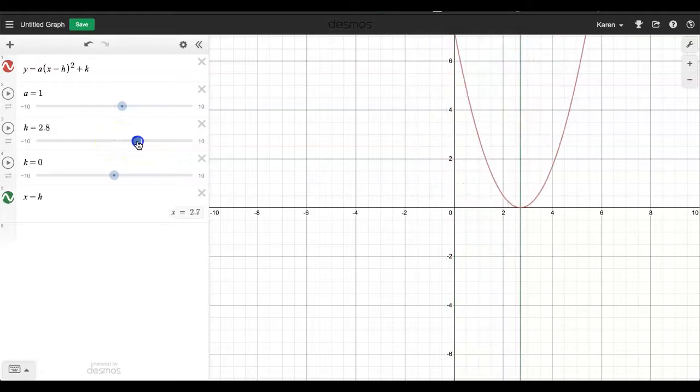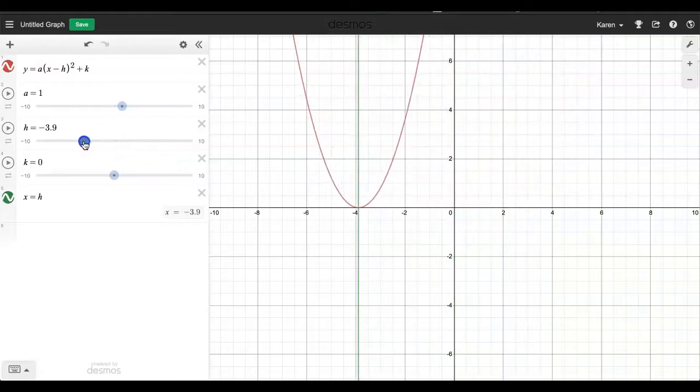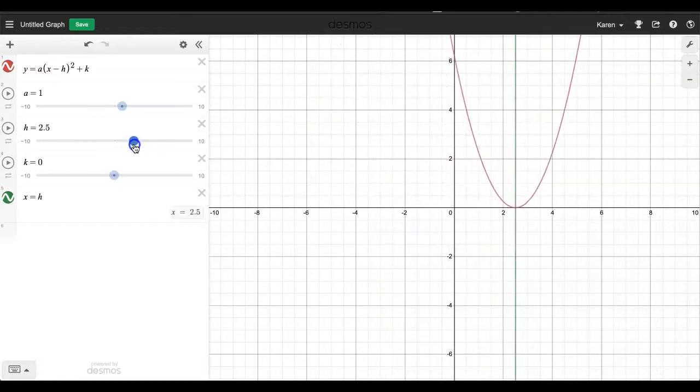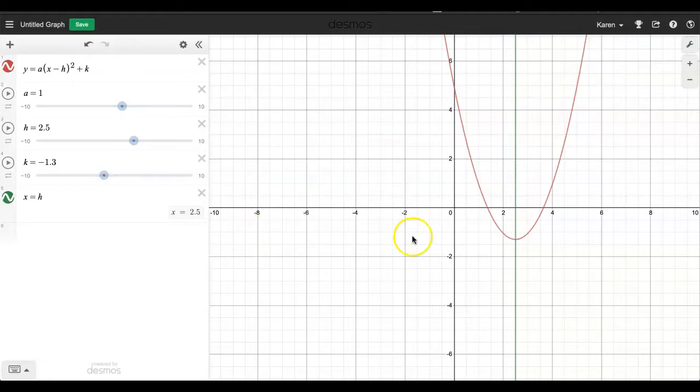So if I shift my parabola left and right, my axis of symmetry is still going through the vertex. And same thing if I shift up or down. So the equation of that line is going to be a vertical line, so it's going to be an equation in the form of x equals some number. And the number is going to be whatever the x coordinate of that vertex is. So if the vertex has an x coordinate of 2.5, then that vertical line will be x equals 2.5.